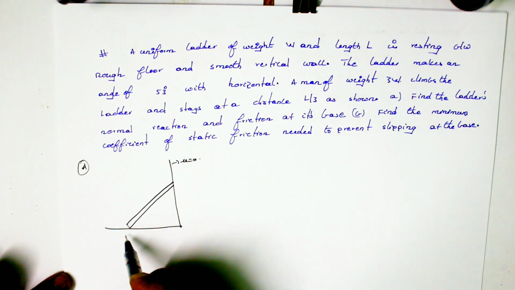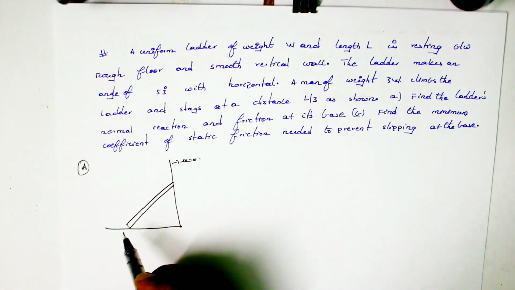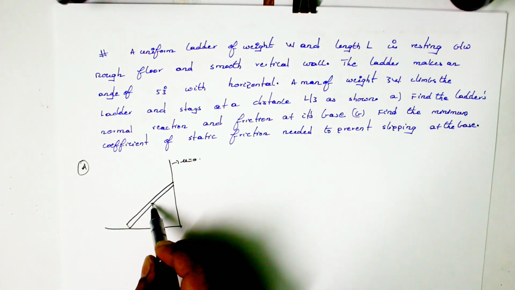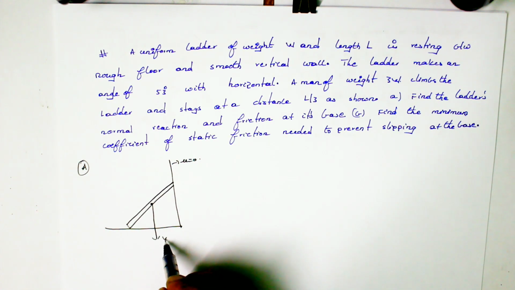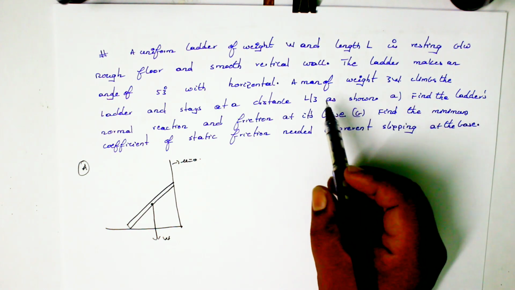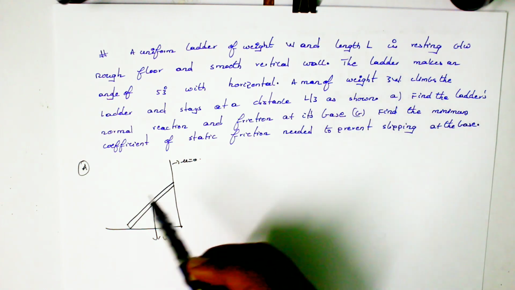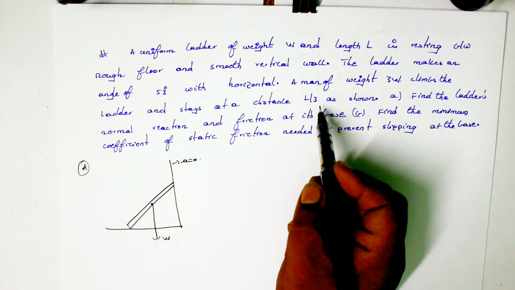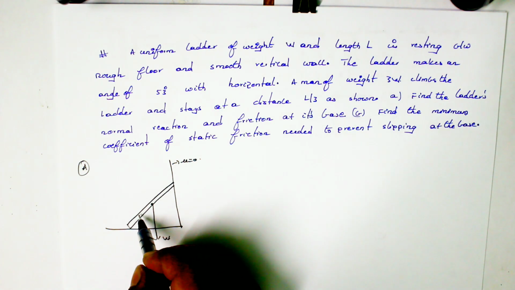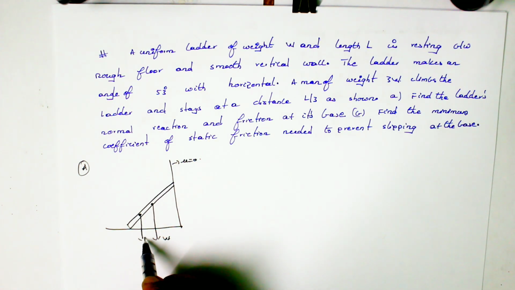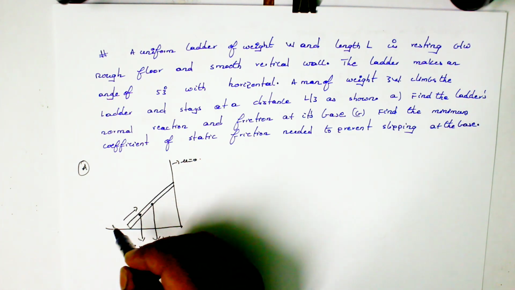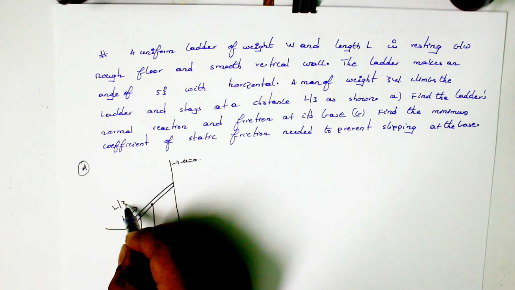Okay, so here there is some coefficient of friction which is acting. The weight of this ladder, W, will be acting exactly at the center of mass of this rod, and a man of weight 3W is climbing this ladder and staying at a distance of L by 3. So if I consider this distance to be L by 3, here a person is standing, so his weight 3W will be acting downwards, and this distance is given as L by 3.